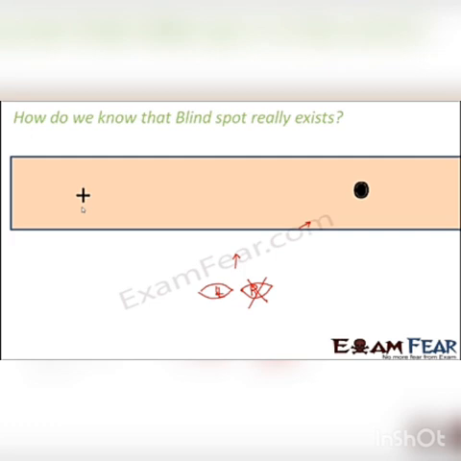Now you can perform this experiment vice versa also. You can close your left eye, but in that case you should focus on the cross and then bring it near, and you will see that the dot will vanish at the blind spot. So this is how you can feel the presence of the blind spot.